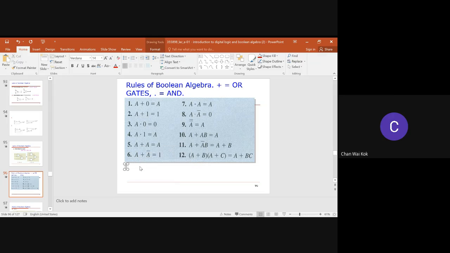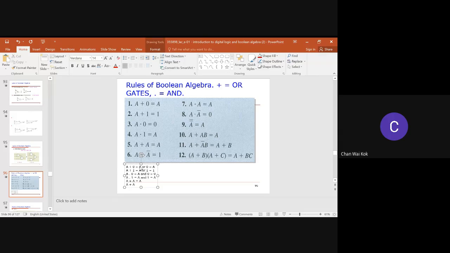A plus 0. What is plus? Plus is an OR gate, isn't it? A or 0 will become A. A plus 1 equals A or 1, so it's 1. A times 0 equals A and 0, so it will be 0. A times 1 equals A and 1, so equals A. A plus A equals A, okay?